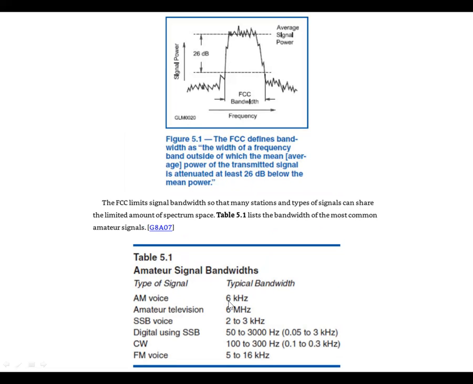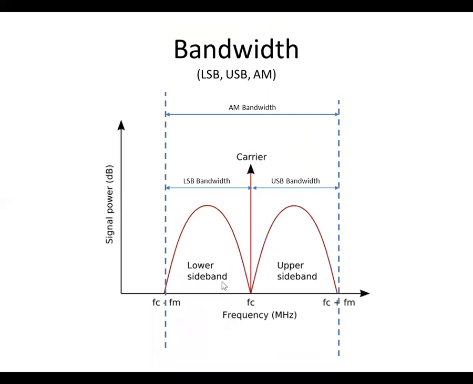For AM voice, it's 6 kilohertz bandwidth. Amateur television, I have no experience with that, but it's set at 6 megahertz. Single sideband voice is 2 to 3 kilohertz, and that's because it's narrower. It only uses half the bandwidth of AM.